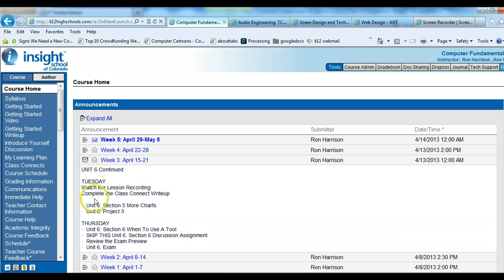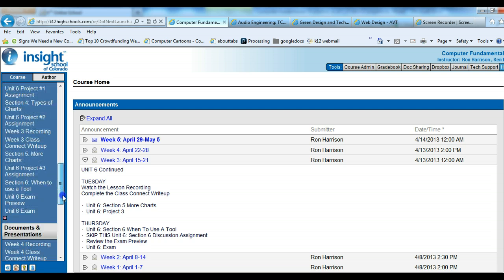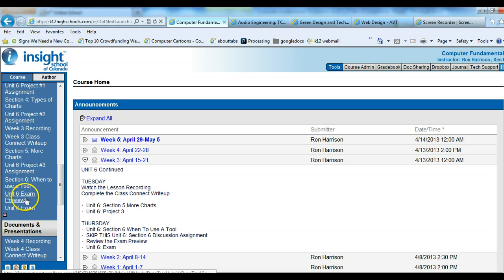Okay, getting back to week 3. So again, week 3 we're going to look at section 5 and do Project 3. Then we're going to look at section 6. And we're skipping the discussions in this class, so don't worry about that. So we'll go through section 6, and then you have the unit exam. And remember, always use the exam preview before you do the exam. So if I move down here, there's the unit 6 exam preview.